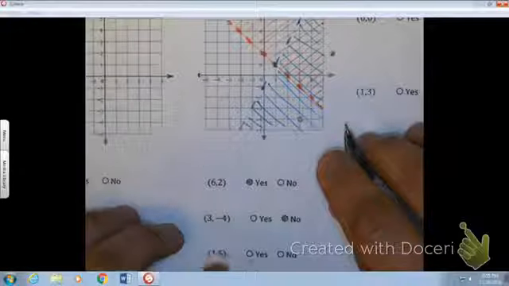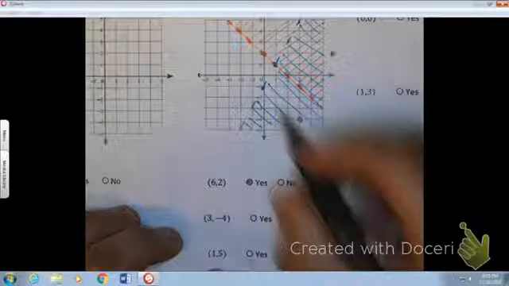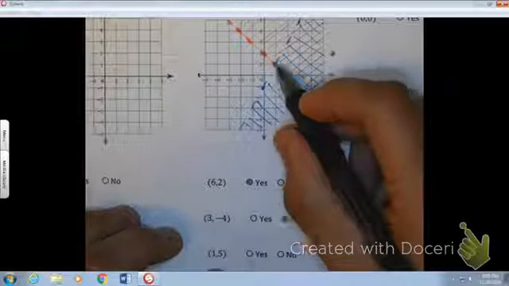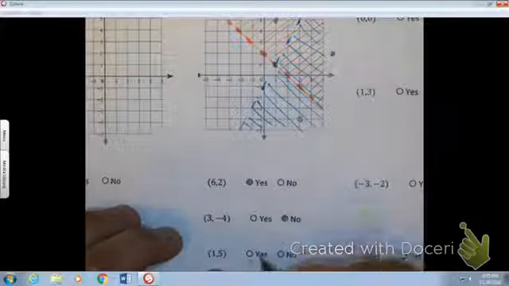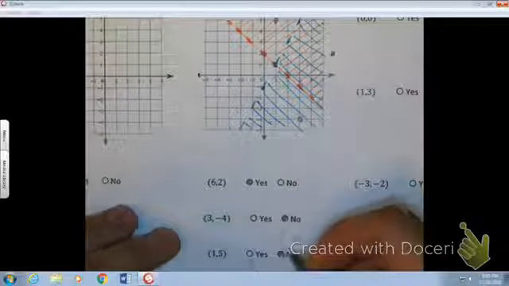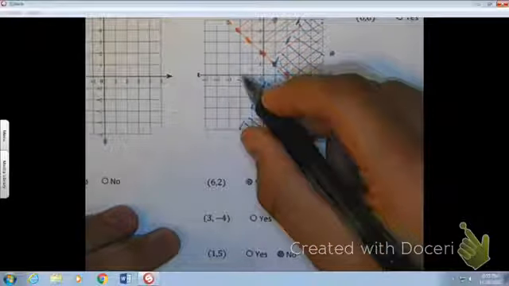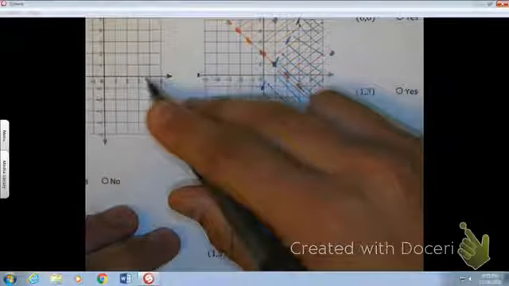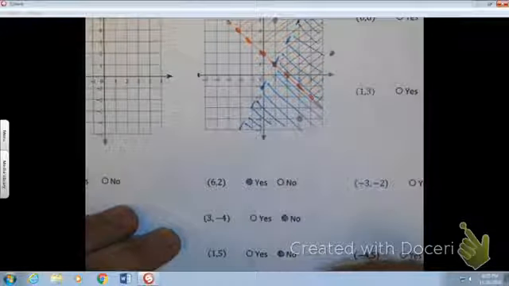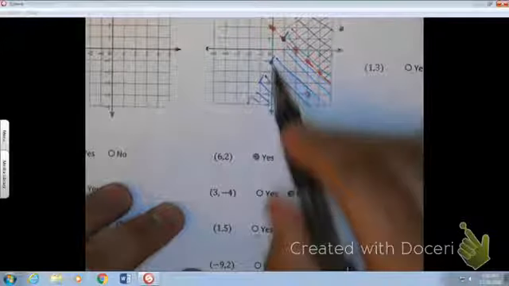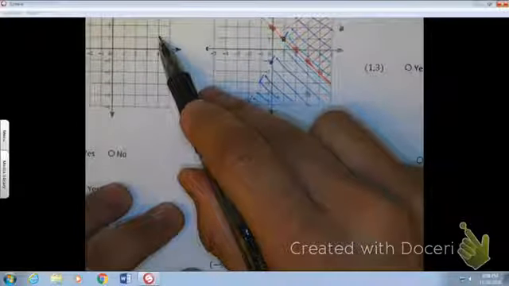Then we need to check 1 and 5. So 1 and 1, 2, 3, 4, 5. Right here. 1 and 5. And that is a no. It's not part of our solutions right here. So no. And then negative 9. 1, 2, 3, 4, 5, 6, 7, and 2. That is definitely not going to be a part of our solution. Sorry, you can't see that. But I was testing negative 9 and 2. Negative 9 and 2 was somewhere over here, which was not part of the solution because our solutions are here.